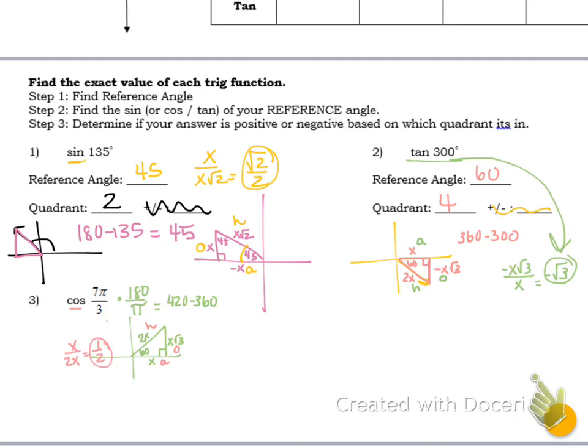Okay, you could type in cosine of 420 and it should pop out that 1/2 for you, or you could change your calculator to radian mode and type it in with the radian.